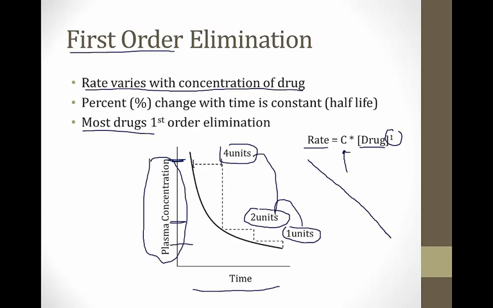And one thing that's important to know about first-order elimination is even though the number of units per time that the concentration is changing is varying, it's falling from 4 to 2 to 1, the percent change is consistent over time. So the time it takes to fall from 4 to 2 is the same as the time it takes to fall from 2 to 1. And we call that the half-life, and half-life is an important measurement for all drugs that follow first-order elimination.